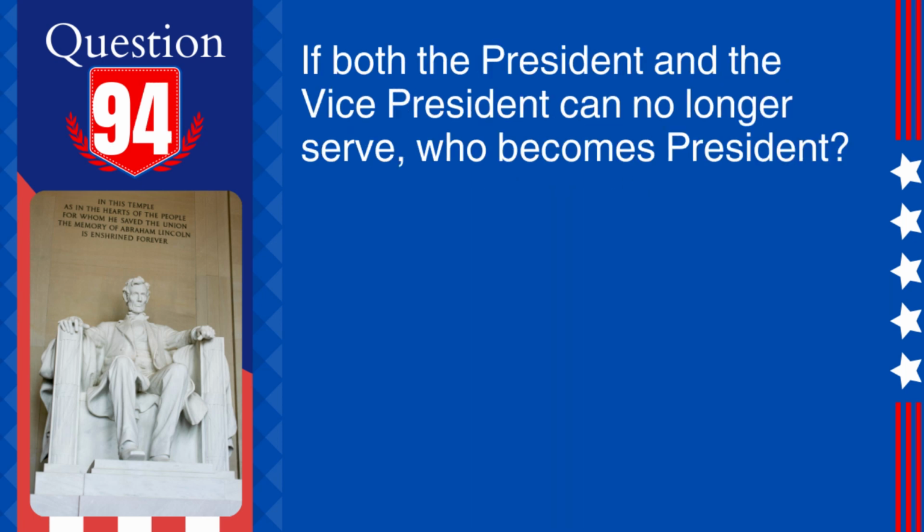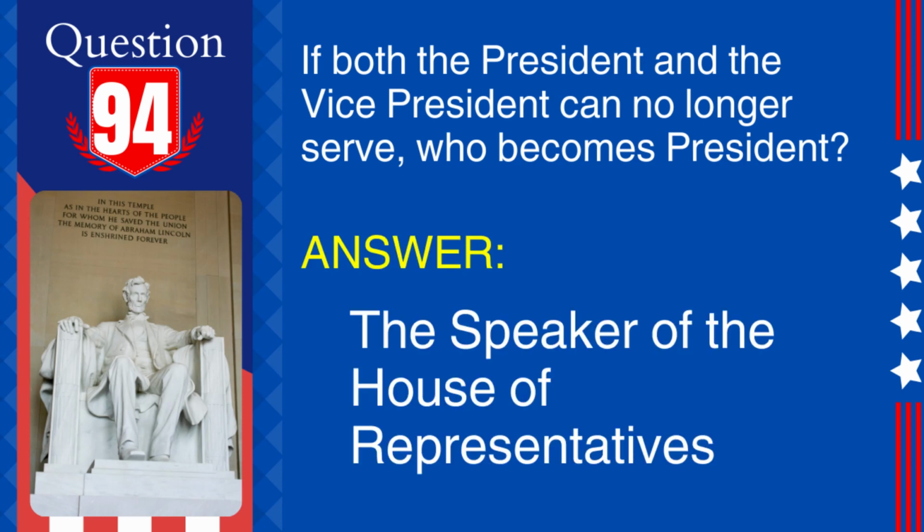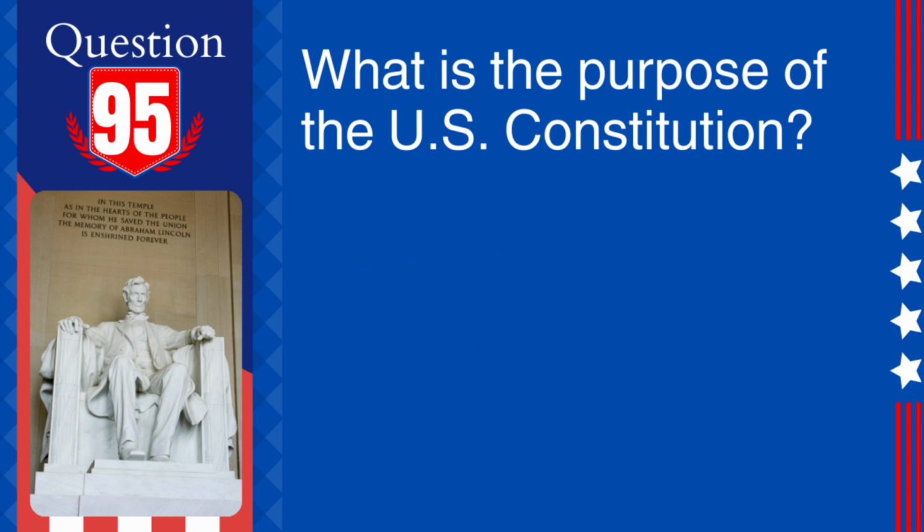94. Question: If both the president and the vice president can no longer serve, who becomes president? Answer: The Speaker of the House of Representatives. Explanation: If both the president and the vice president are unable to serve, the Speaker of the House is next in the line of succession. 95. Question: What is the purpose of the U.S. Constitution?